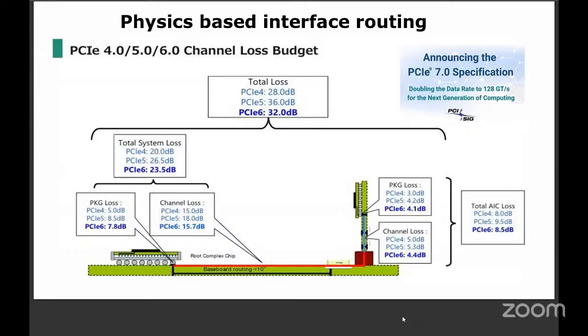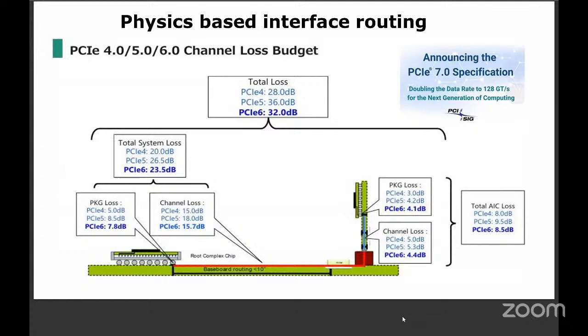So in 32 dB, at least another some 10%, that they are given a breakout. So PCIe 6, PCIe 4, it was 20 dB at the package level. And PCIe 5, it became 26.5 dB. PCIe Gen 6, it is becoming 23.5 dB.